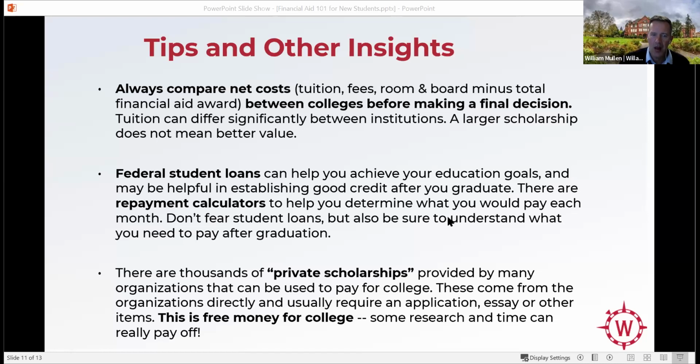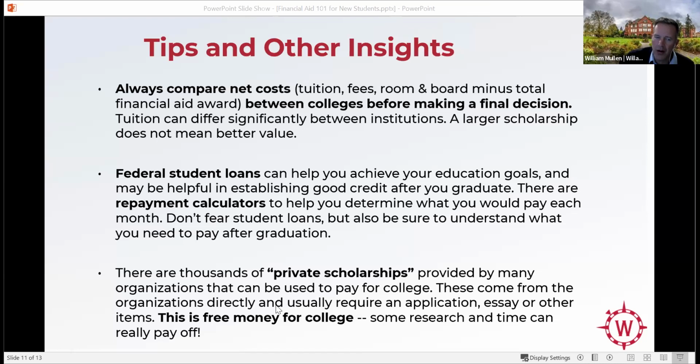There are also, last tip, thousands of what we call private scholarships. And these are scholarships that various organizations make available to students and sometimes to families to pay for college. They come directly from the organization. So Rotary Club has these. There's all kinds of different ones. I mean, there's literally thousands of them.